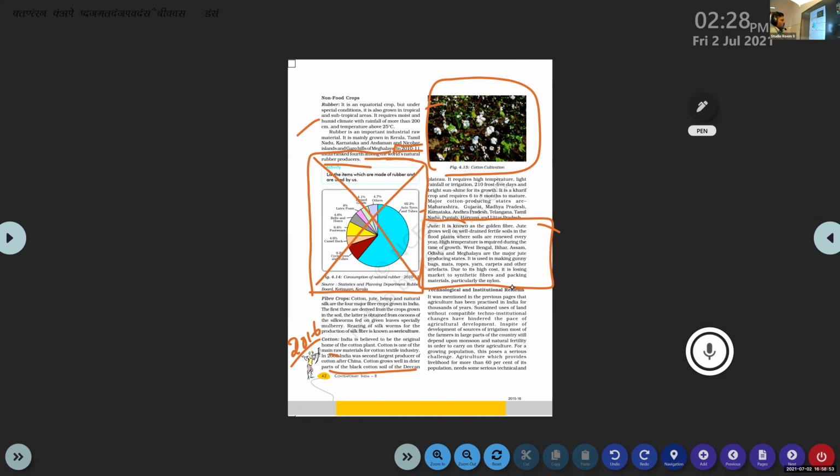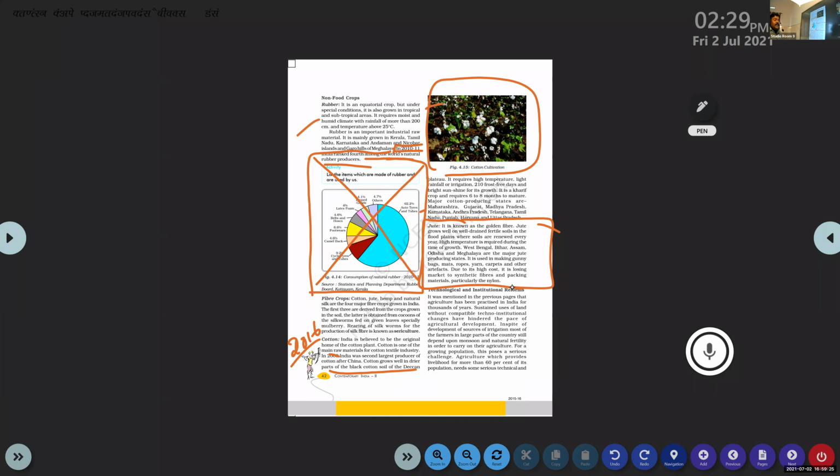Okay. So, underline. Jute grows well on well-drained, fertile soil in the floodplains. Okay. The soil that is rich with humus and other organic material, that's what fertile soil is. Here, basically, it is alluvial soil. Okay. In these floodplains, where soil is renewed every year. So, every year after the flood, we are able to find a new layer of fertile soil in the river banks. Clear? Underline. And high temperature is required during the time of growth.